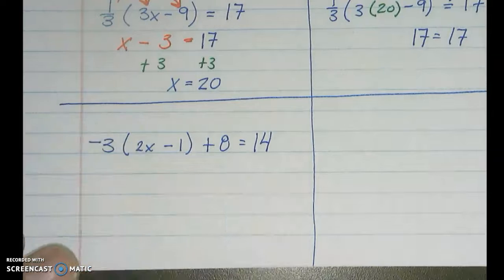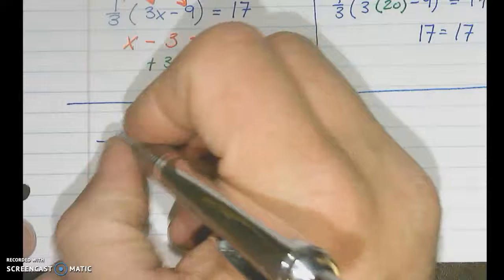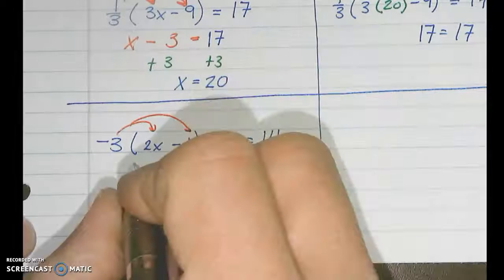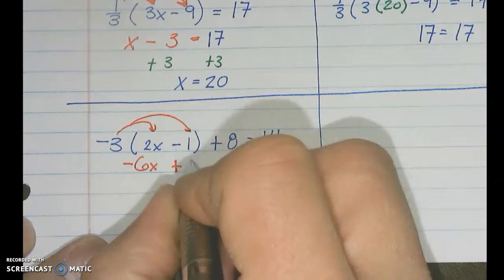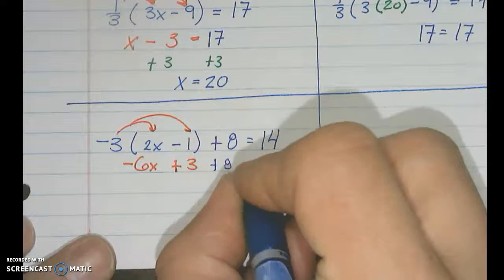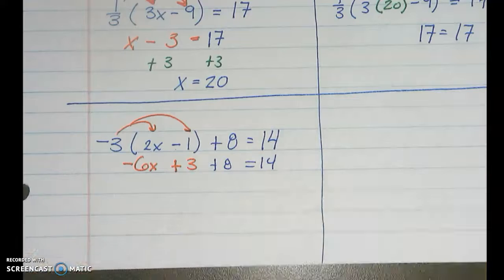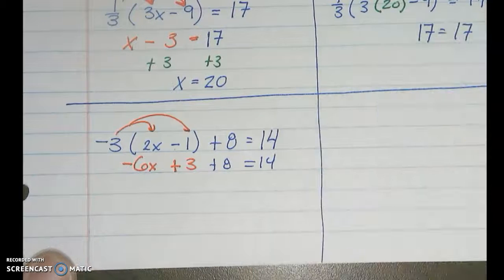So I'm going to go through it. So let's multiply. So I get negative 6x. Negative times a negative is a positive. Okay. Everything else is just the same, just like that. So plus 8 equals 14.